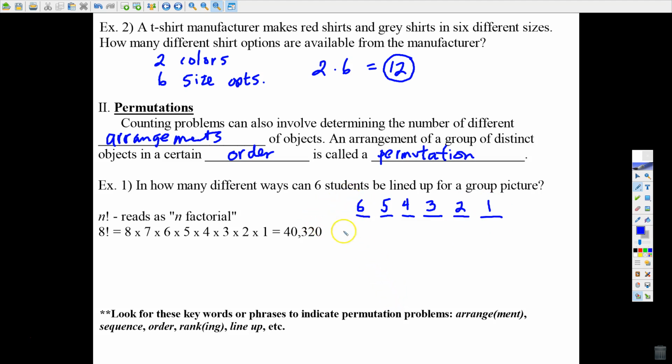So the way I'm going to get my answer is I'm going to multiply these together. So remember, it's the fundamental counting principle. And basically, if you take your calculator and multiply all of these together, 6 times 5 times 4, all the way down to 1, you should get 720. There are 720 different ways that we could arrange these 6 students.